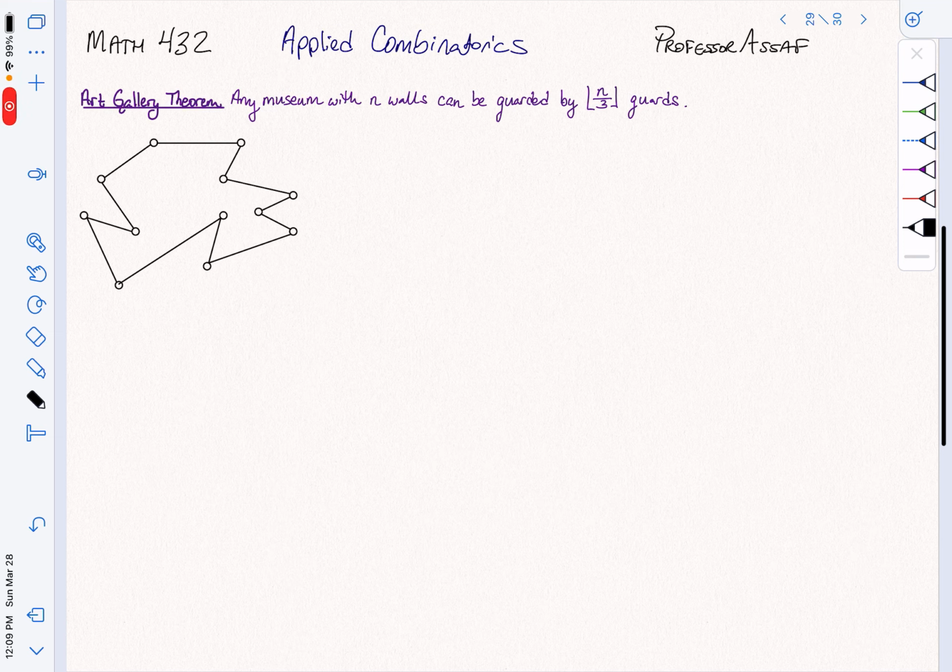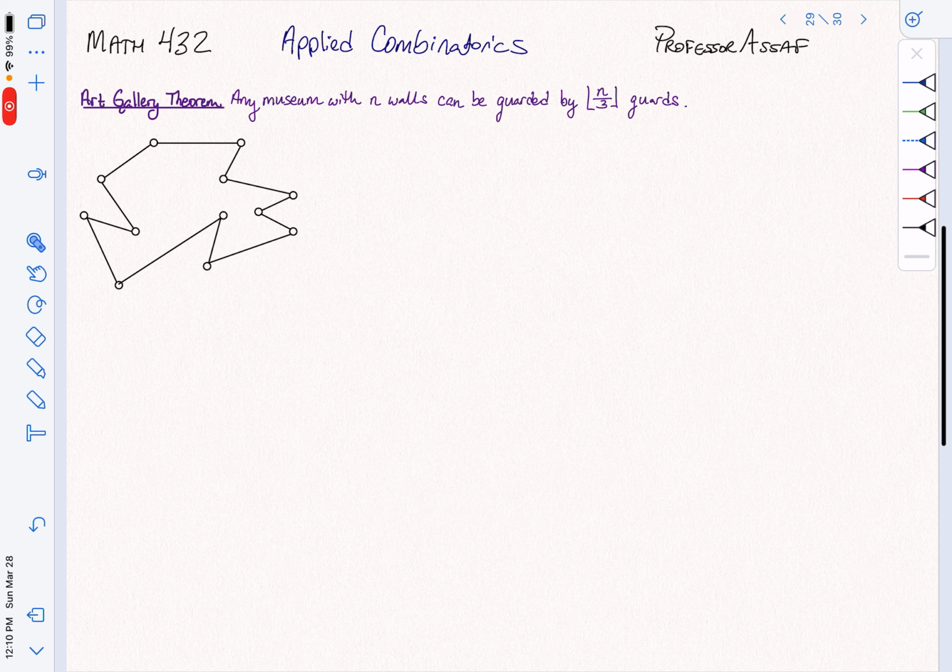Now that we've done some examples, we're going to prove the art gallery theorem. The art gallery theorem states that any museum with n walls can be guarded by at most n over 3 guards. So here's an example of a generic room that somebody might design for a museum.